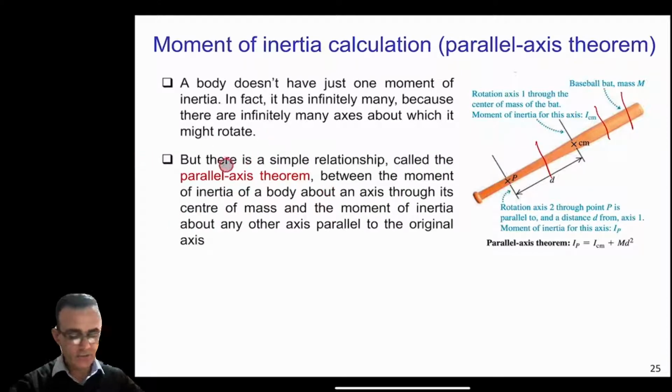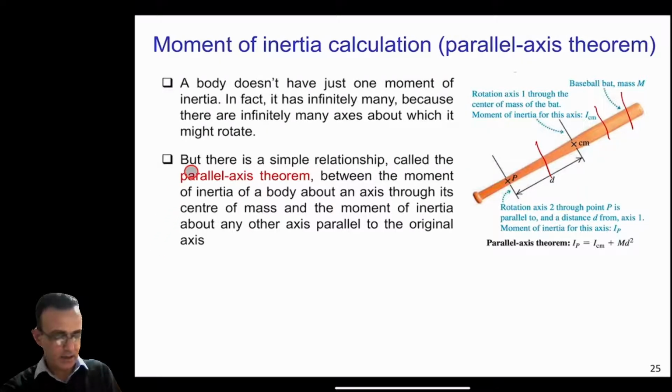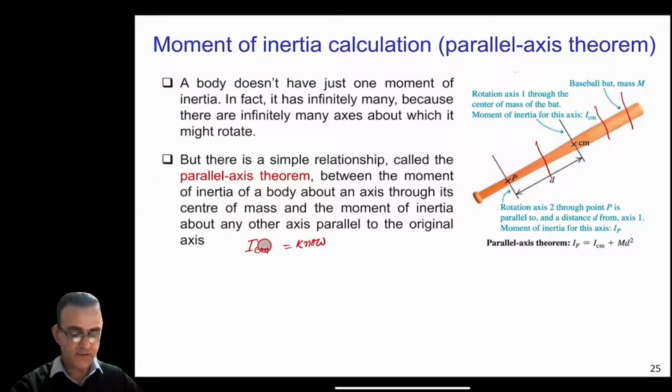But there is a very simple relationship called the parallel axis theorem between the moment of inertia of a body about an axis through its center of mass and the moment of inertia about any other axis parallel to the original axis. So if the moment of inertia about the center of mass, ICM, is known, and you want to calculate the moment of inertia about any other axis, which may be at a distance d from that point, you will just use the parallel axis theorem, which is IP.